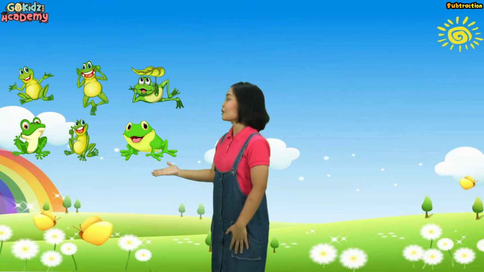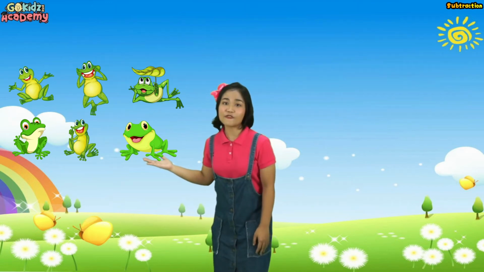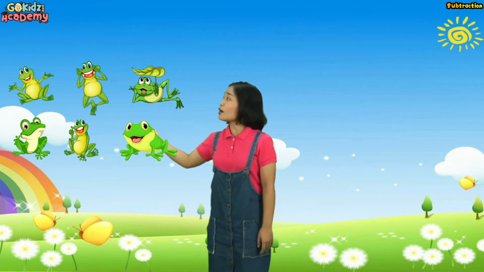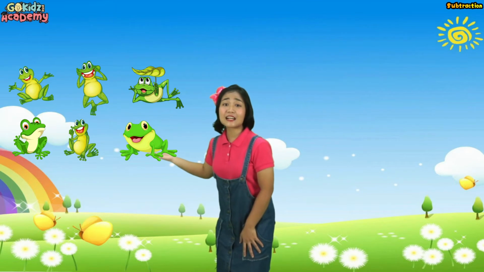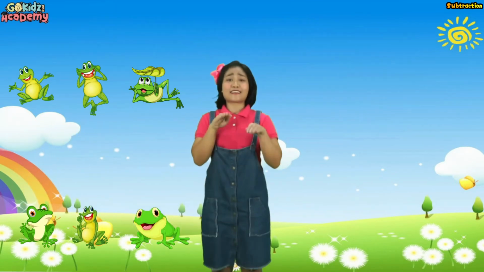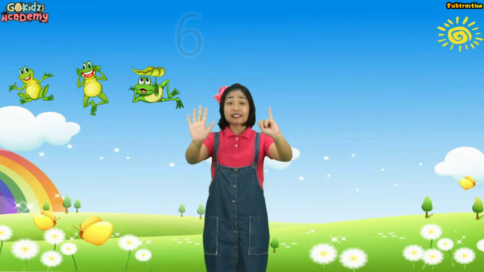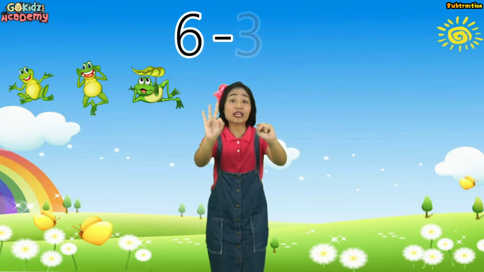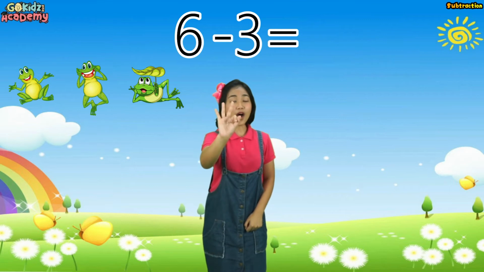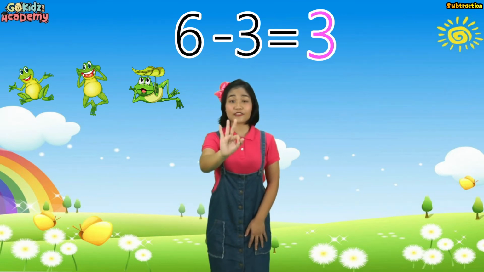Next example. Wow, many frogs. Let's count how many frogs are here. 1, 2, 3, 4, 5, 6. But the 3 other frogs already went jumping. So how many frogs were left? 6 minus 3 equals, let's count. 1, 2, 3. 3 frogs were left.